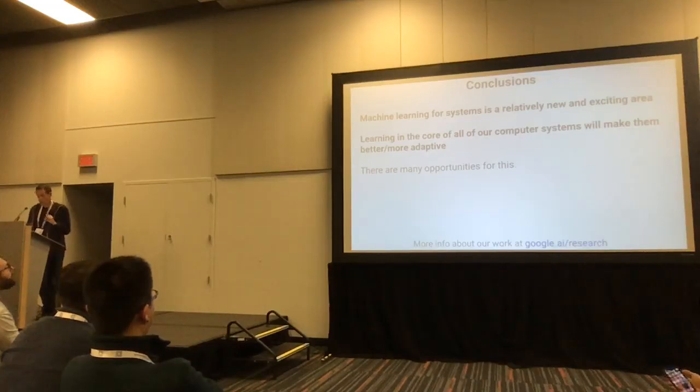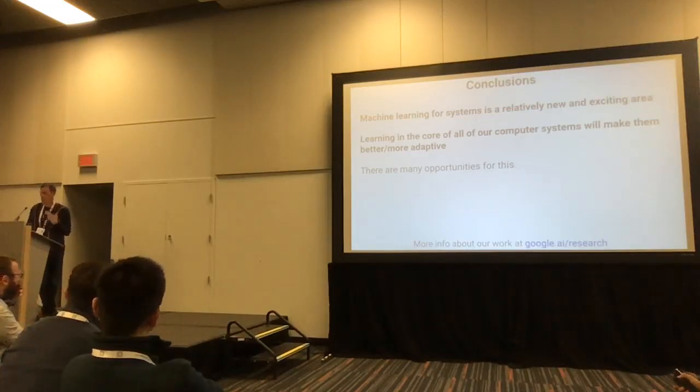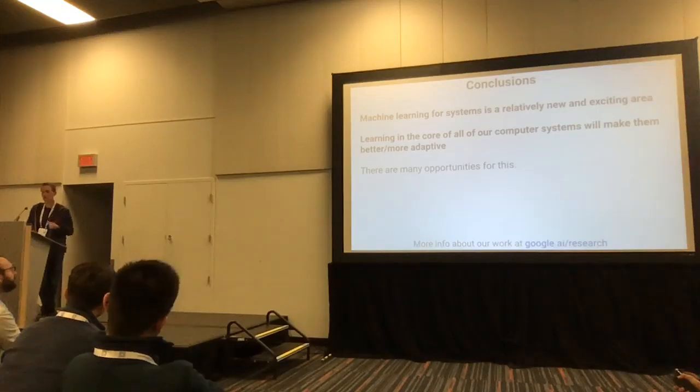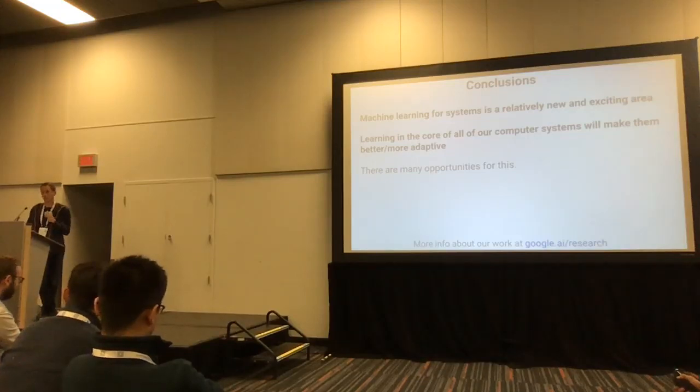With that, I think machine learning for computer systems is really a relatively new and exciting area for building much better behaving systems than what we have today. Learning in the core of computer systems is really going to make them better and more adaptive. But there's a lot of complexity as we start to add more and more of these little learned choices in the middle of large-scale computer systems. I don't think we fully understand the implications of that or how to really make them interpretable and safe and so on. But I think the potential is there, and we should really push on this research direction.